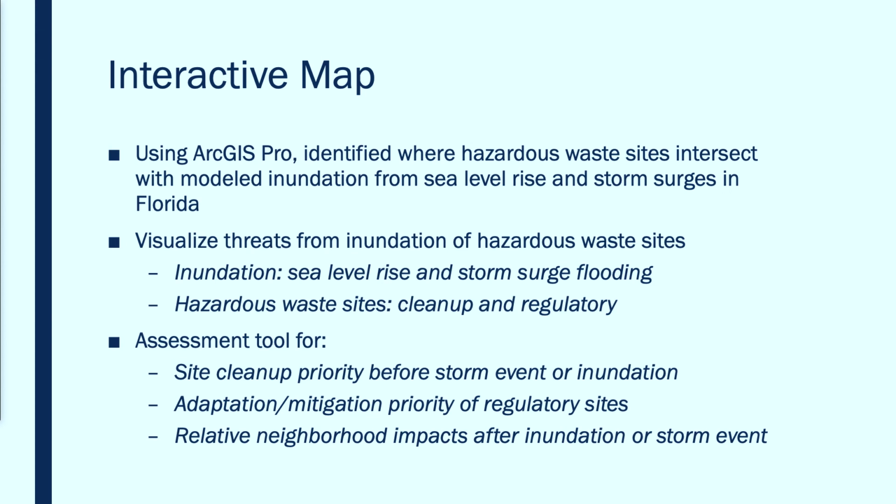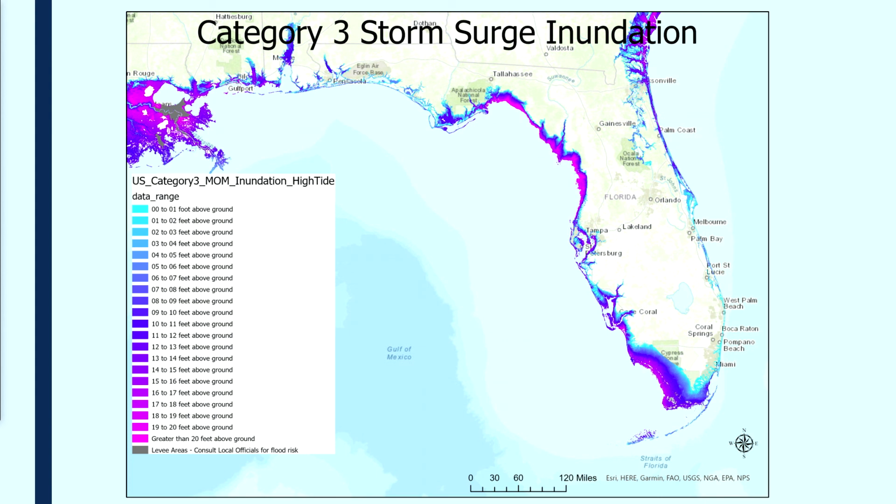So essentially, it's an assessment tool to help site cleanup priority, adaptation and mitigation priority of regulatory sites, as well as the relative neighborhood impacts after the inundation or the storm event. So this is an example of a Category 3 storm surge inundation. This is modeled using NOAA's SLOSH model, and this is the maximum extent of inundation. So you can see the entire Everglades on the south tip of Florida is highly impacted.